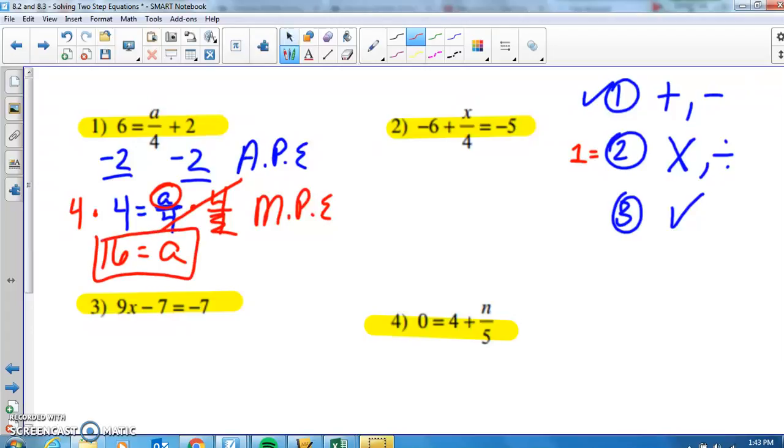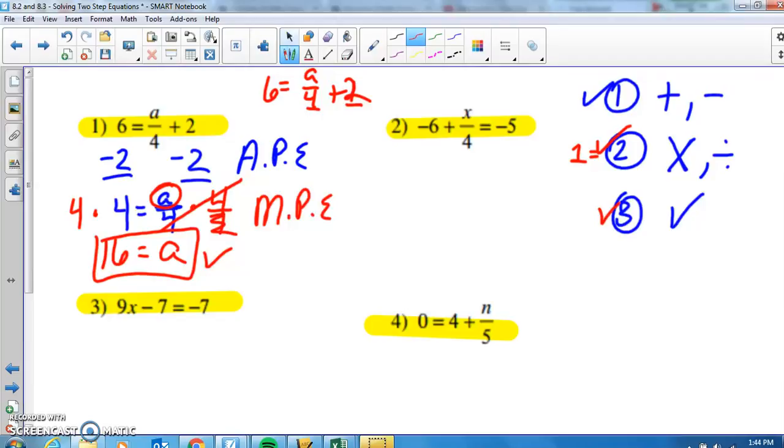Let's check to see if it works. I take the original problem, and I'm going to substitute the value of a in. A equals 16. 16 divided by 4 is 4. 4 plus 2 is 6, so that does work out. I didn't show all my steps to check, but I just did it real quick in my head, and that's perfectly fine. So I applied the second step, and then I check my work.